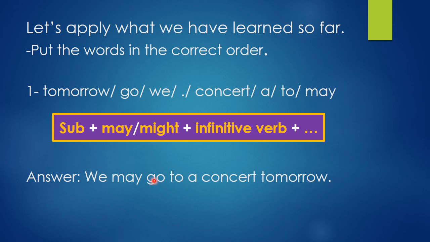After go, go means that I have to go to somewhere, so I need a preposition, which is to. Then after to, I need to put the place that I'm going to. I have concert, but I need an article for concert, so I have a. To a concert, and I need the time that I want to go, so I have tomorrow. So we may go to a concert tomorrow.